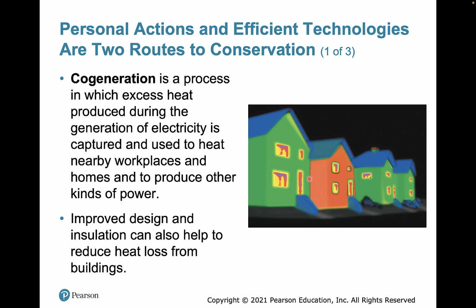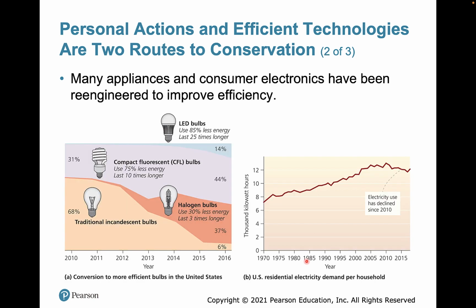You can also improve design. Right, these three houses that are green are losing a lot of heat. This one in the middle has better insulation, so it's retaining heat better. We talked about improving technology, right? Consumer electronics, Energy Star, using better bulbs, okay? And we've actually decreased our electricity use since 2010, typically as a result of using these kinds of bulbs.